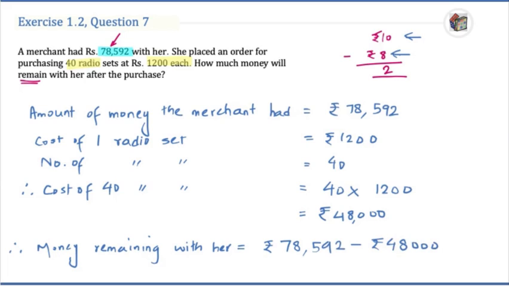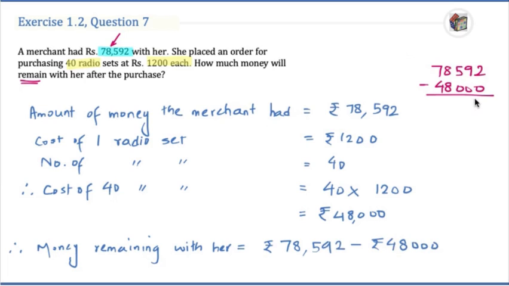Let's do this calculation. So here I've written the numbers one below the other, and now it's a very simple subtraction. We didn't even need to borrow anything, and our final answer is rupees 30,592, and we're done.